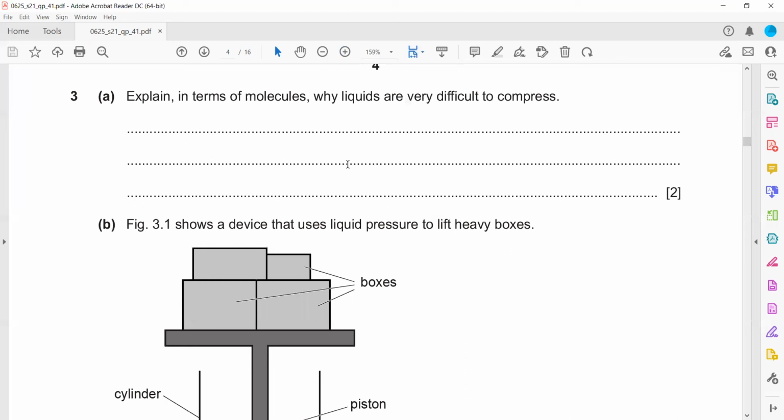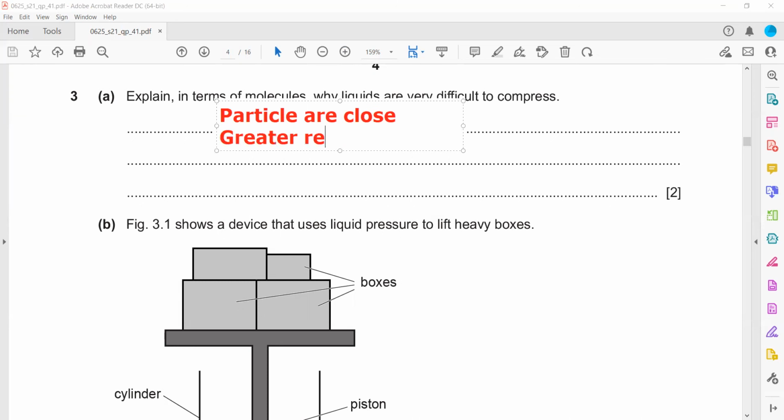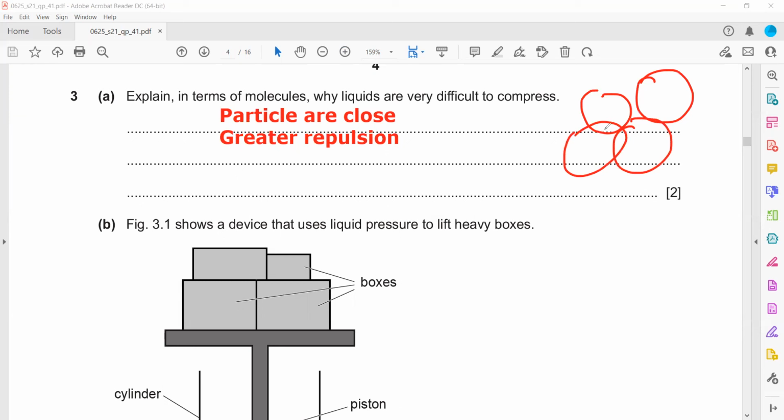Explain in terms of molecules why liquids are difficult to compress. Why are liquids difficult to compress? Because the particles in the liquid are close to each other and they have repulsion. So when we talk about compression, we'll use the term repulsion. In liquid, the particles are closer. As a result, when these particles are closer, they're repelling each other more. But in gases, the particles are far away, so the repulsion is minimum.